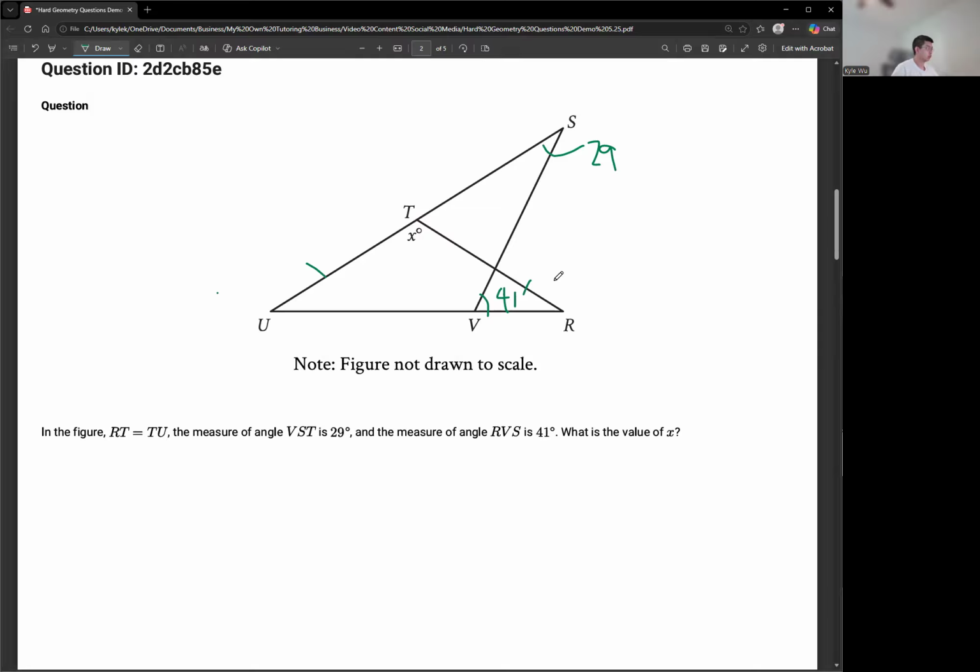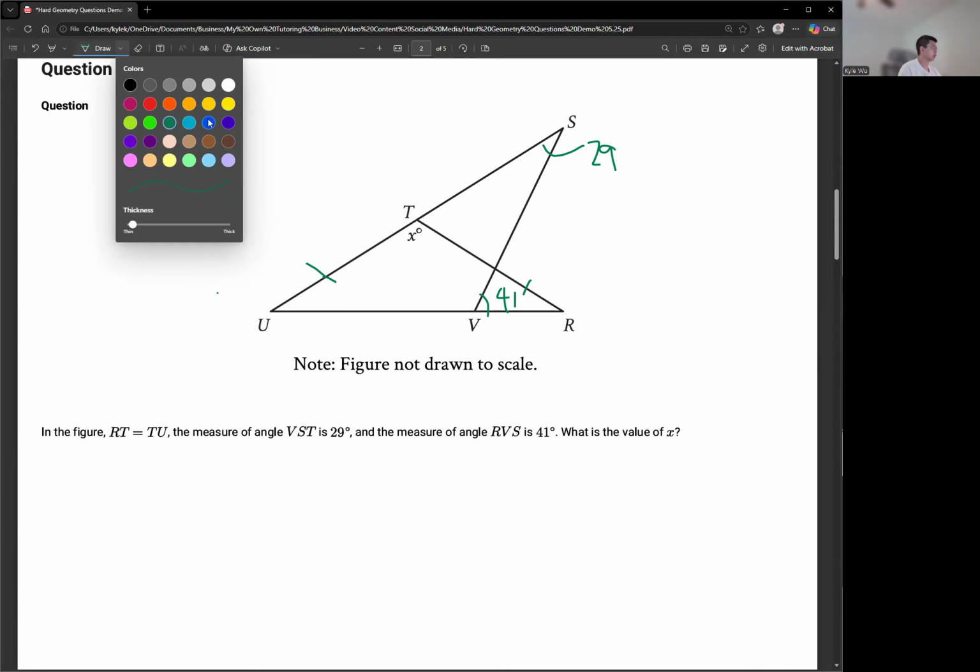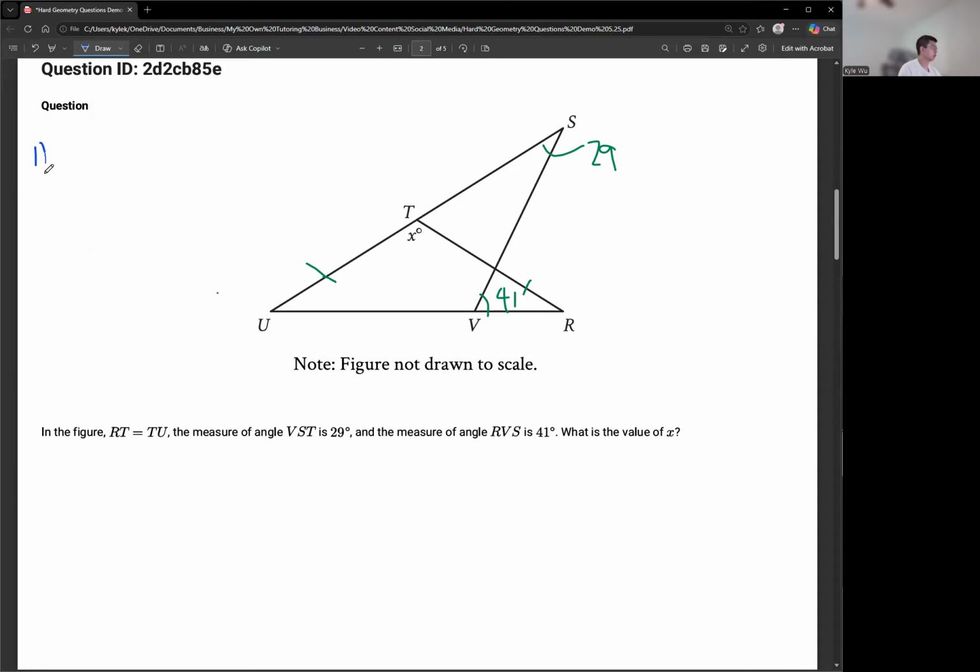Okay, so how can we get started here? We're going to take advantage of a couple key angle relationships. The first one: if I have two angles right next to each other on the same line, I know that these two angles will sum to 180 degrees. Adjacent angles sum to 180 degrees.